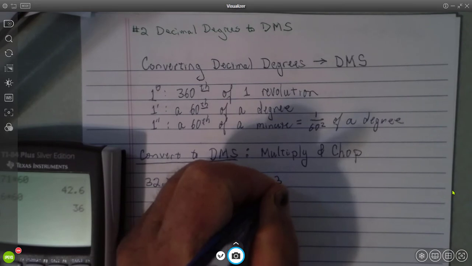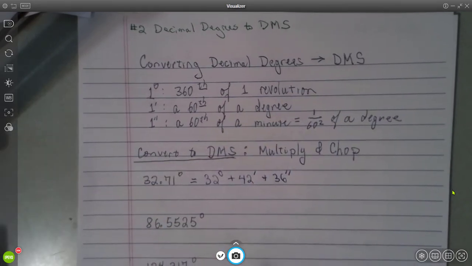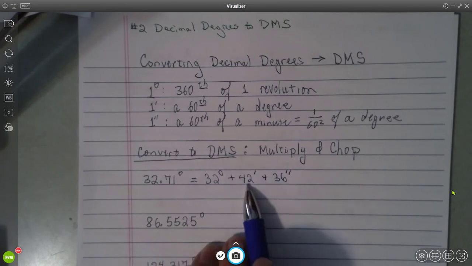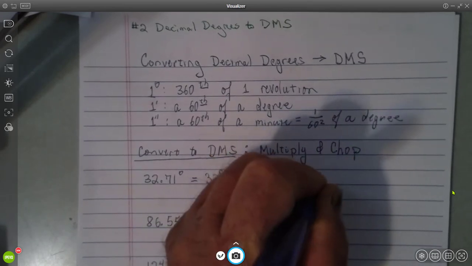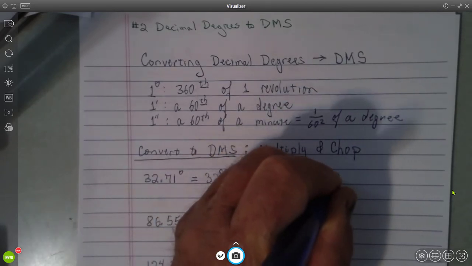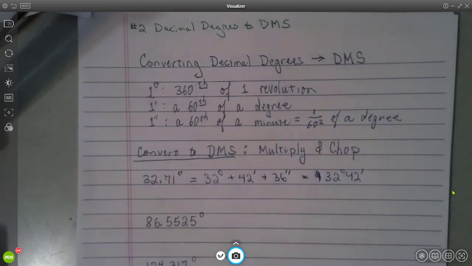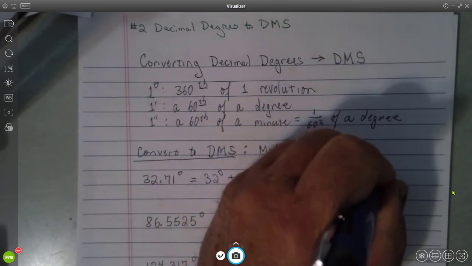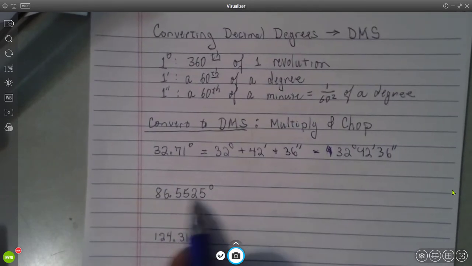Now, we don't normally write it this way, of course, with the plus signs. 32 degrees plus 42 minutes plus 36 seconds. Well, the plus signs are simply not needed. 32 degrees, 42 minutes, 36 seconds, and we have that one done. All right, let's do this one.